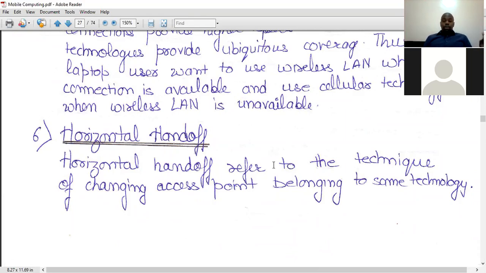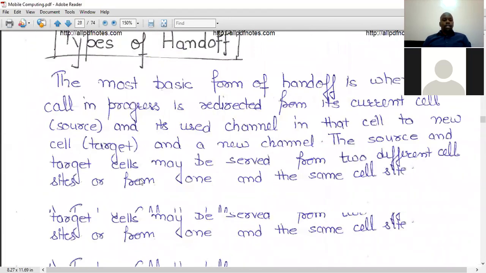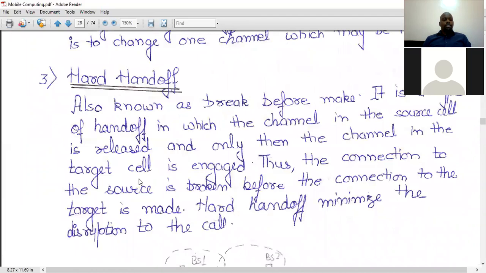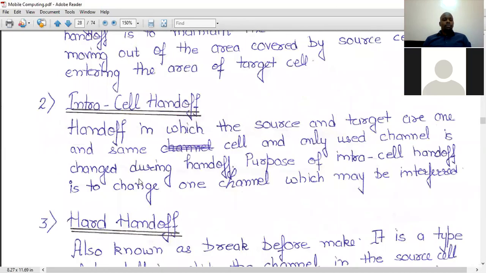So it is horizontal because it occurs in the same technology, because these are two Wi-Fis of the same capability, or they belong to the same technology. They are both wireless LANs. That is the idea. So that is horizontal handoff. So that is what we have in the types of handoff.